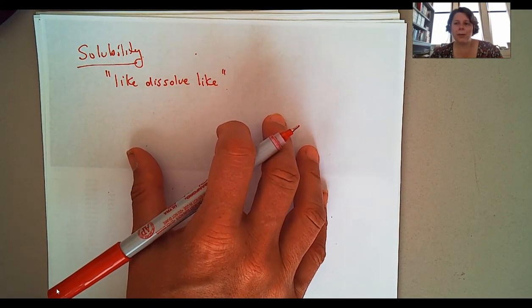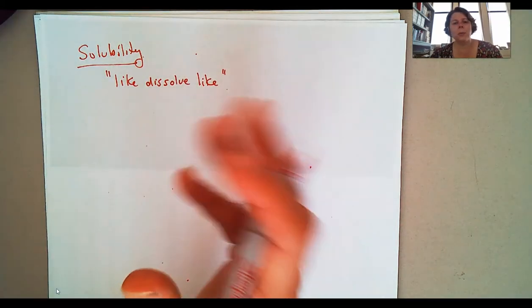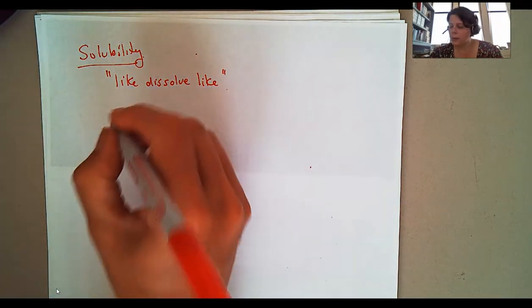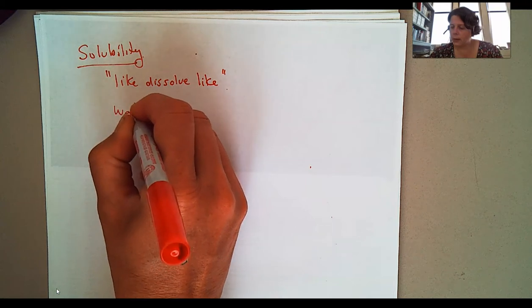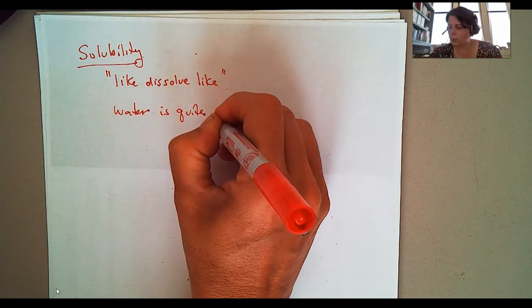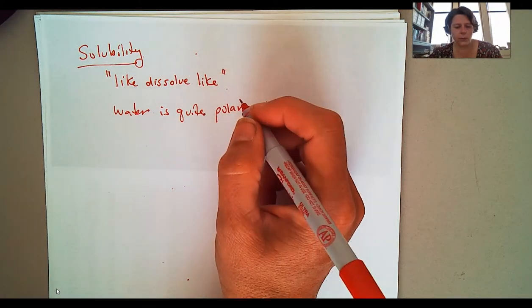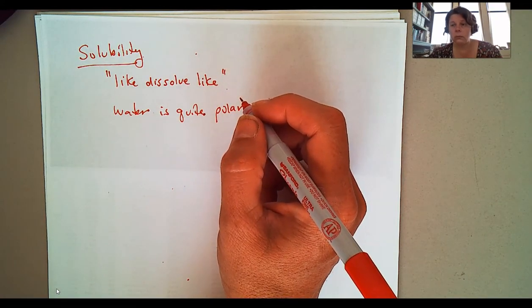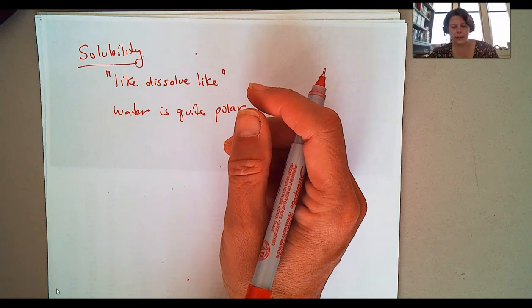So why do water and alcohol mix together? Because they're like compounds. They're both polar compounds, so it dissolves into there. So water is very polar, quite polar. It's a very polar molecule. So organic molecules that are polar will dissolve very easily inside of water.